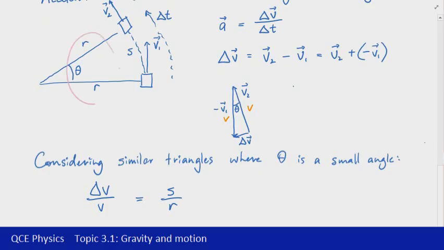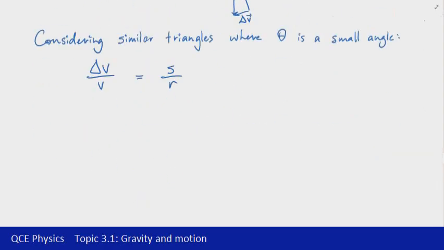So these two sides here being length R, these two sides here being length V, and we have a common angle being theta in both triangles. So we have that the ratio delta V on V is equal to S on R. Now the reason why we're writing it that way is that we also know another expression for the velocity.